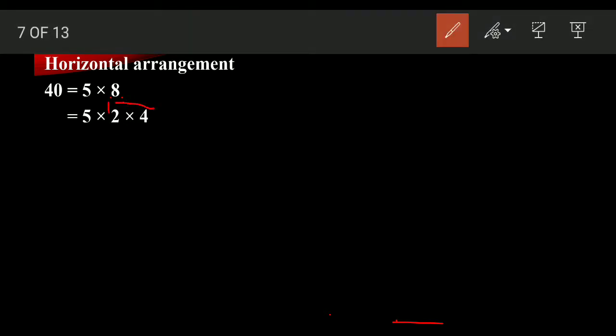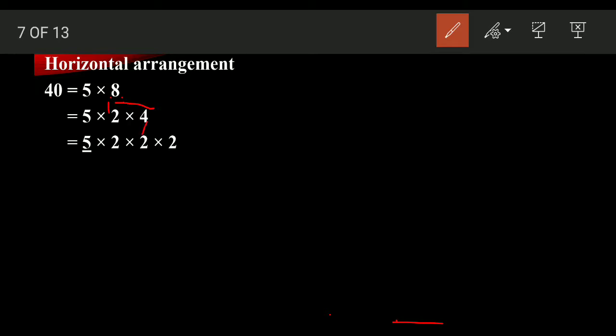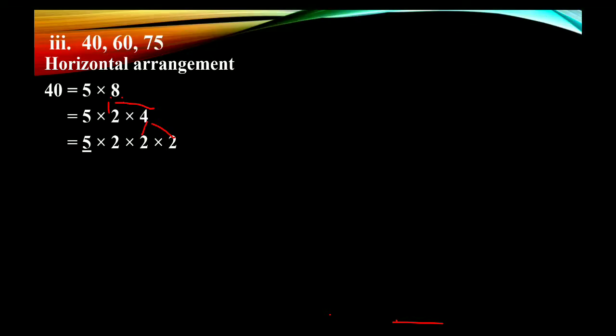2 into 4. Now the further 4 can be factorized as 2 into 2. Now 40 has been factorized. Now what is the next number? 60. Let us factorize the 60. 60 can be written as 5 12s are.